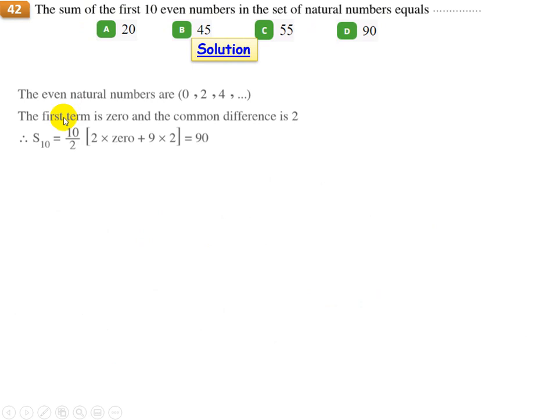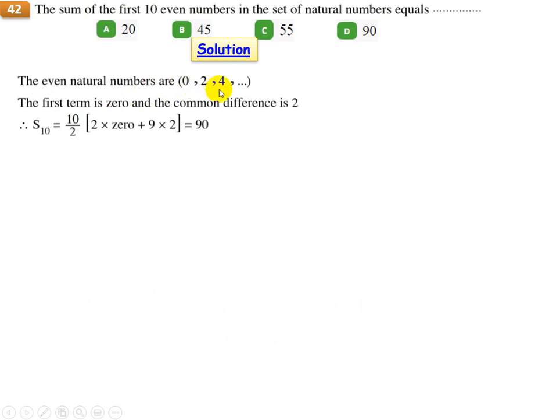Question number 42. The sum of the first 10 even numbers in the set of natural numbers equals. The even natural numbers are 0, 2, 4. As you know, they form an arithmetic sequence. Its first term is 0. The common difference is 2. So S10 equals 10 over 2 times (2 times 0 plus 9 times 2), which will be 90.